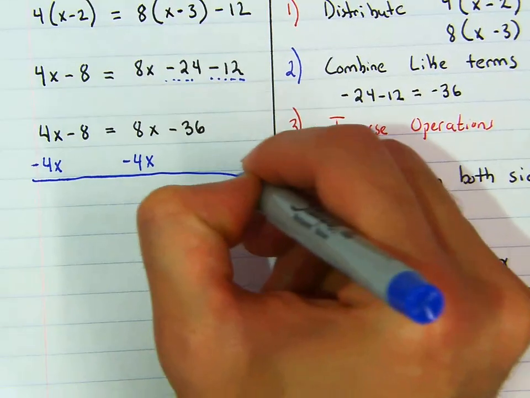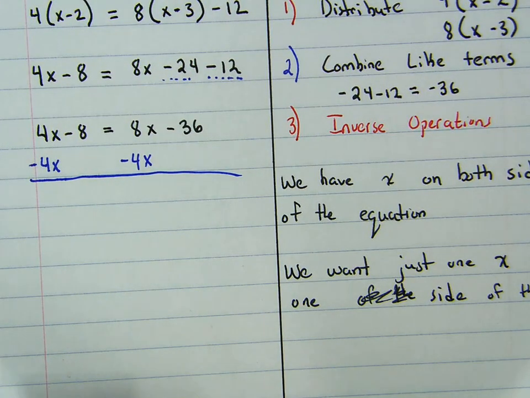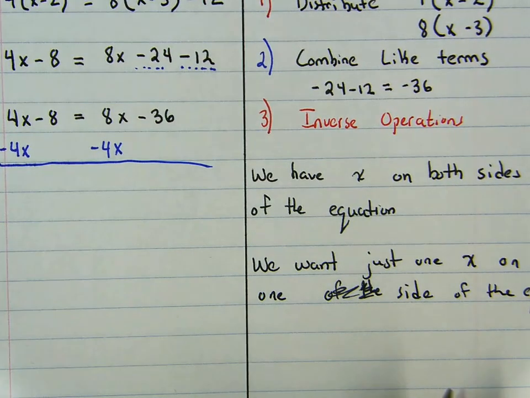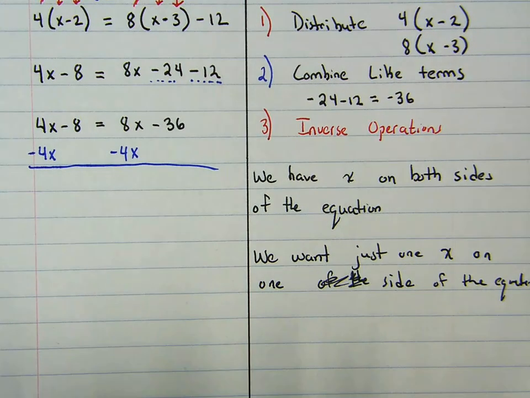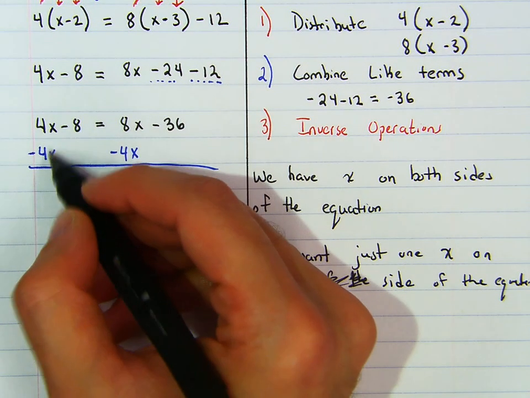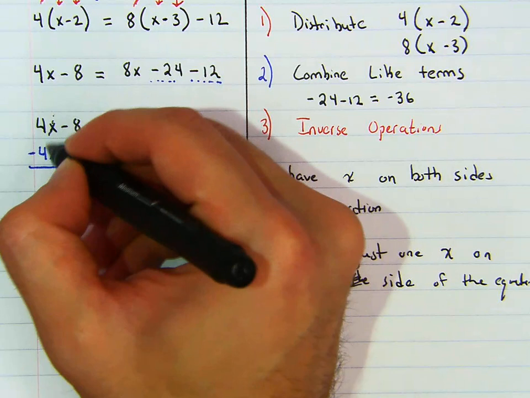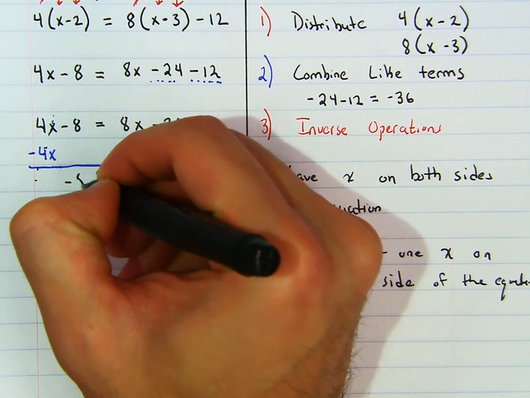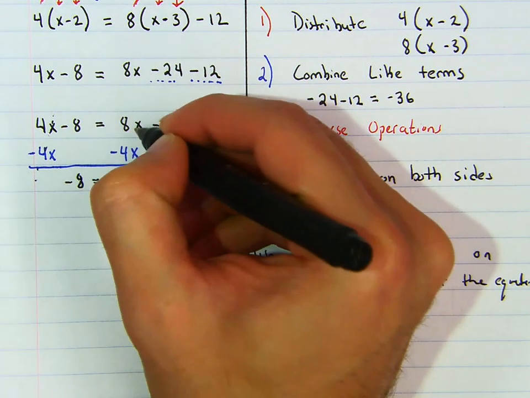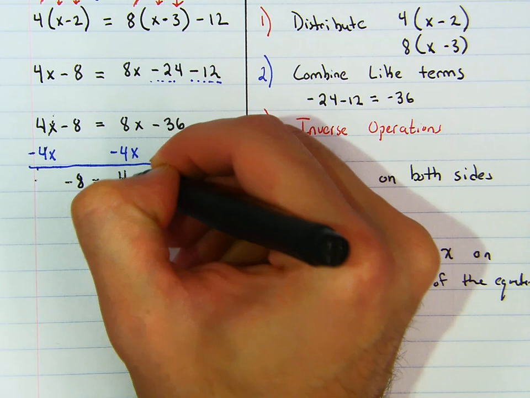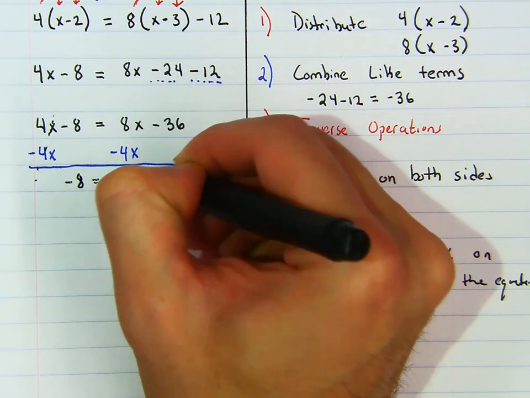And now notice, will this accomplish the goal that we have over here? This 4x minus 4x cancels, right? So I'm bringing down the negative 8 equals, what's 8x minus 4x is 4x. And then I bring down the negative 36.